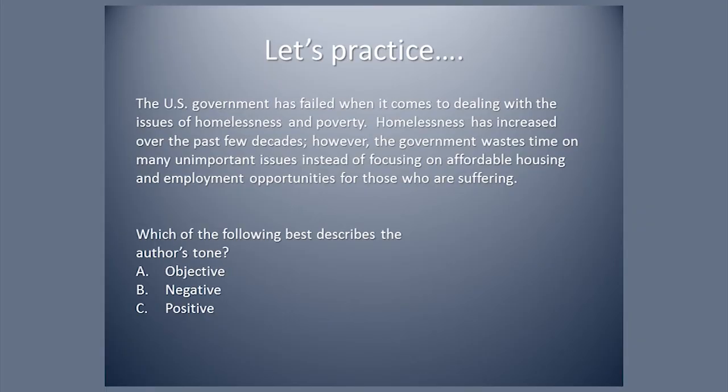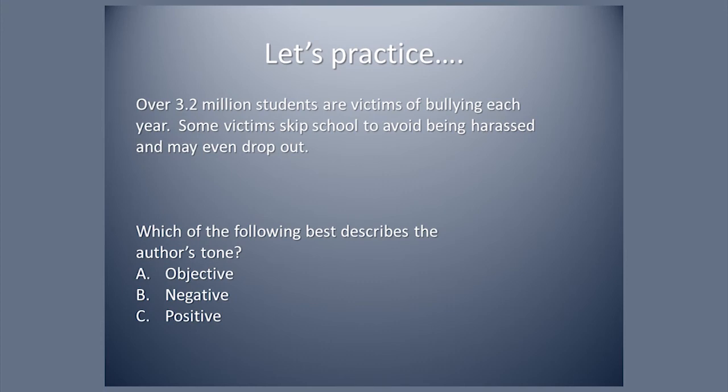Which answer did you select? The correct answer is B, negative. The author of this passage makes his or her feelings known, so we know the tone is not objective. The author states that the government has failed and that it wastes time, which suggests a negative tone. Let's do a final practice. Pause the video while you read the question and select the best answer.